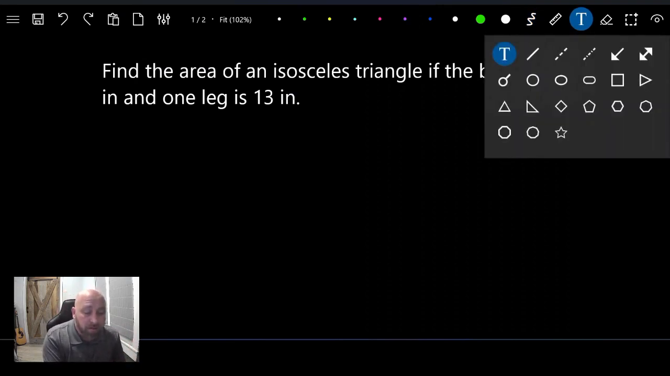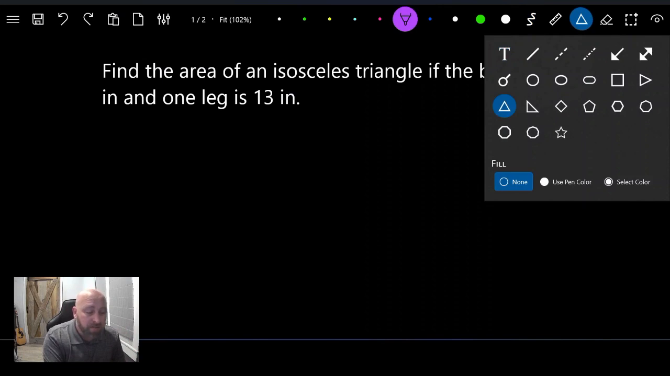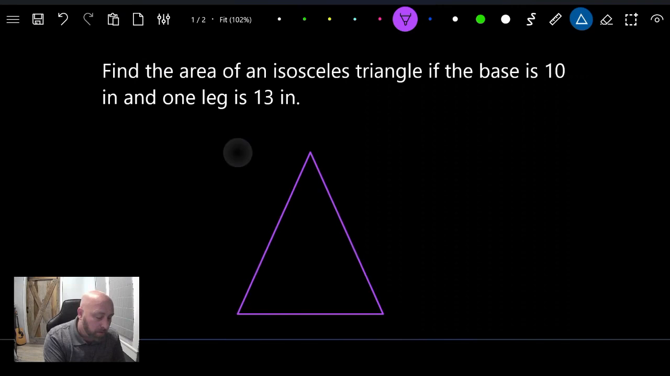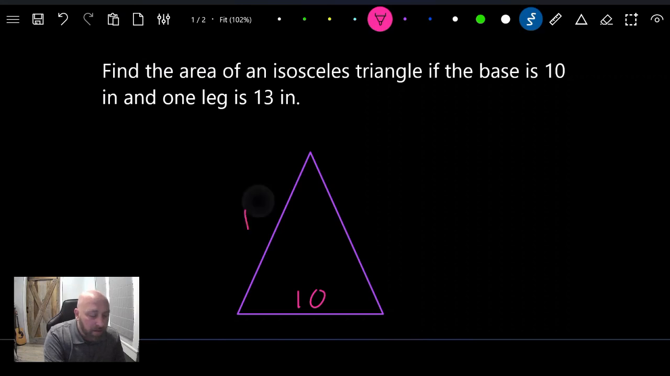So let's go ahead and draw out an isosceles triangle. We'll put them right there, and we'll go ahead and mark it up. So the base is 10, and the legs are 13 each, and these are all in inches. Okay, now, before we learn Herron's theorem, we have a way to solve this, right?